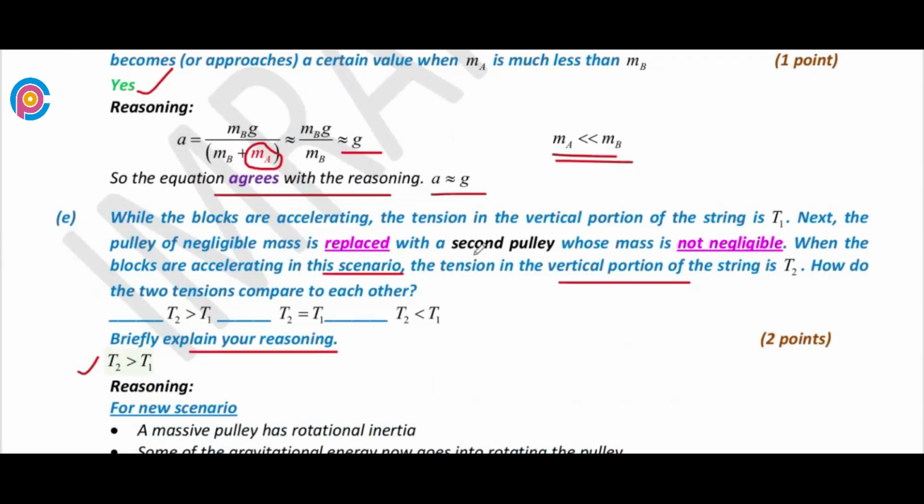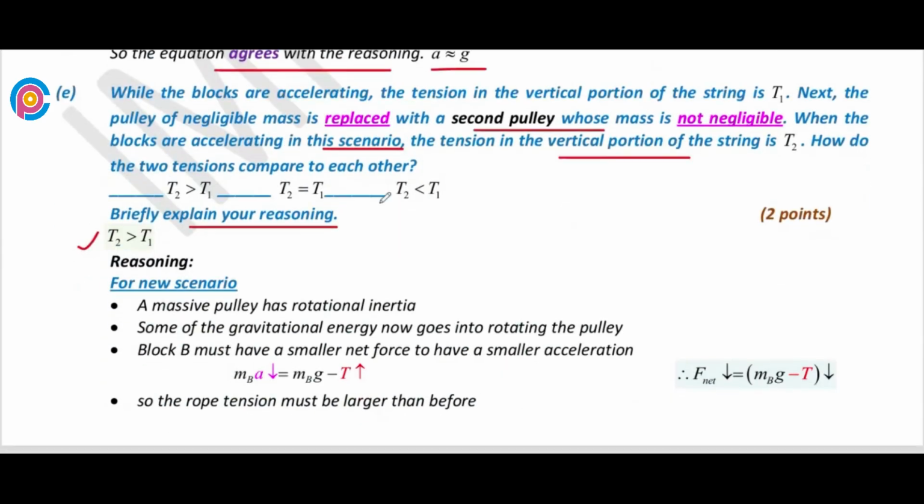In the second case, when the pulley has significant mass, the tension in the string would be greater compared to the previous case. Why? Because the massive pulley has rotational inertia, meaning some of the gravitational energy must go into rotating the pulley. So block B must have a smaller net force and a smaller acceleration. If the net force is smaller, then the whole expression should be less. To make it less, we have to increase T because it has the negative sign. So if the tension is increased, the net force decreases. The rope tension must be larger compared to the previous case.